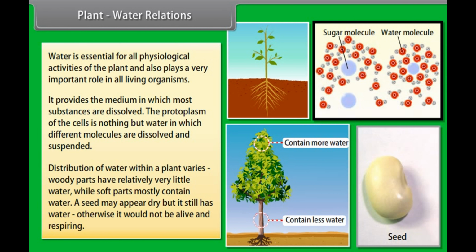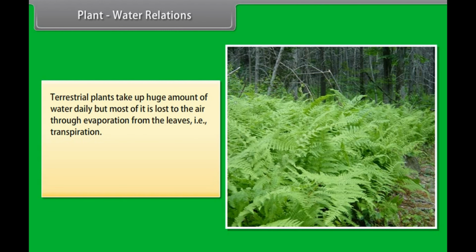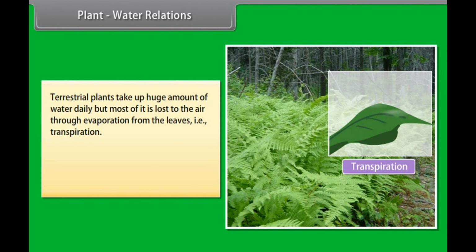A seed may appear dry, but it still has water. Otherwise, it would not be alive and respiring. Terrestrial plants take up a huge amount of water daily, but most of it is lost to the air through evaporation from the leaves, which is termed transpiration.